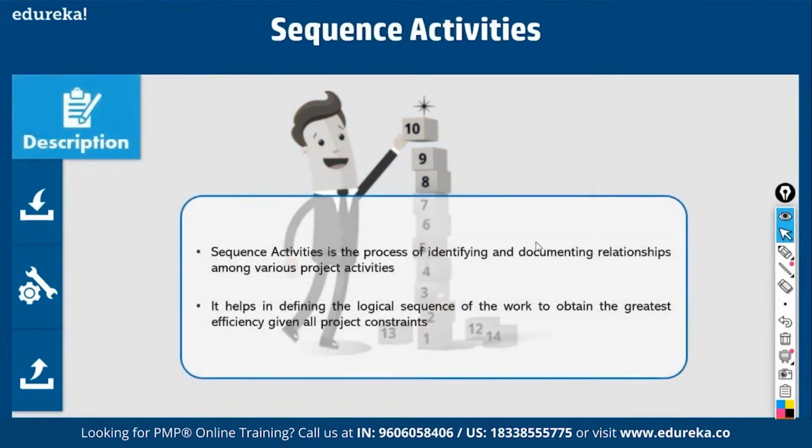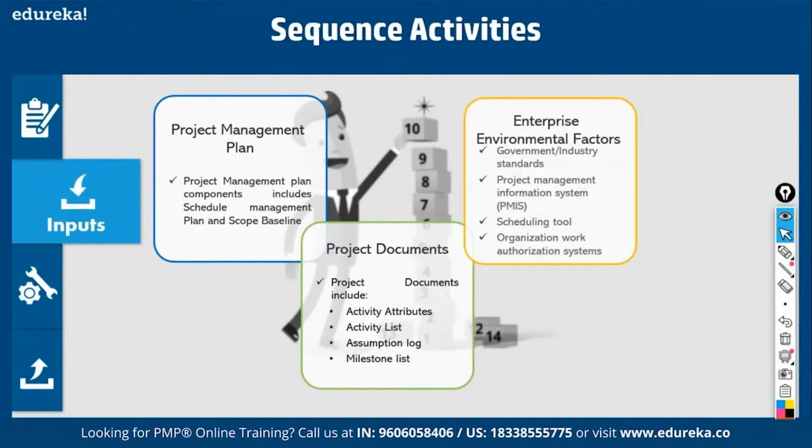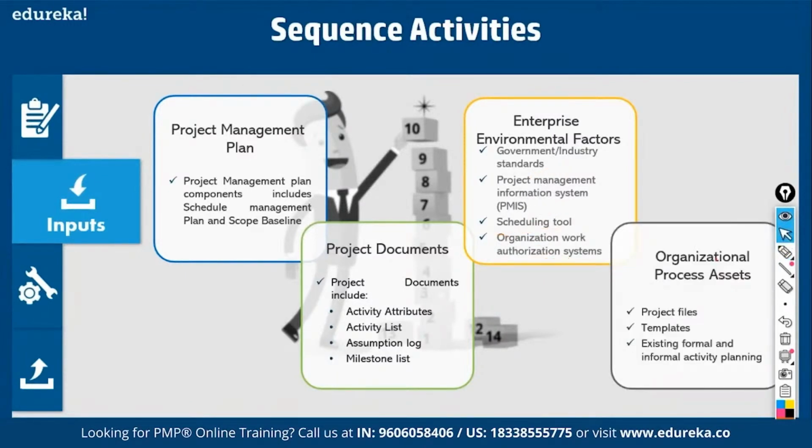So this is a process of identifying and documenting relationships among various project activities. The project management plan tells you how to decompose the scope baseline into activities and how to sequence them. What are the project documents you require? You require a list of activities to be sequenced, their activity attributes, and the assumptions and milestones. Then enterprise factors, any PMIS. What is a PMIS? Any scheduling tool or sequencing tool that you use. Any work authorization system, right? If there are any government standards, you have to adopt them. Then organizational processes, project files, templates, etc.